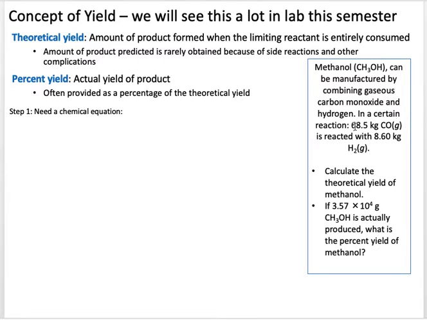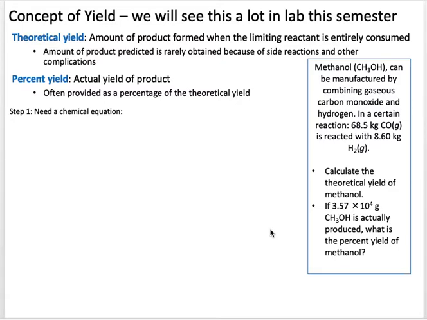In a certain reaction, 68.5 kilograms of carbon monoxide gas is reacted with 0.86 kilograms of hydrogen gas. Calculate the theoretical yield of methanol. Then we go on to say, in this reaction, if 3.5 times 10 to the 4 grams of methanol is actually produced, what was the percent yield? All right, so there's a lot going on here, so we're going to break it down bit by bit.